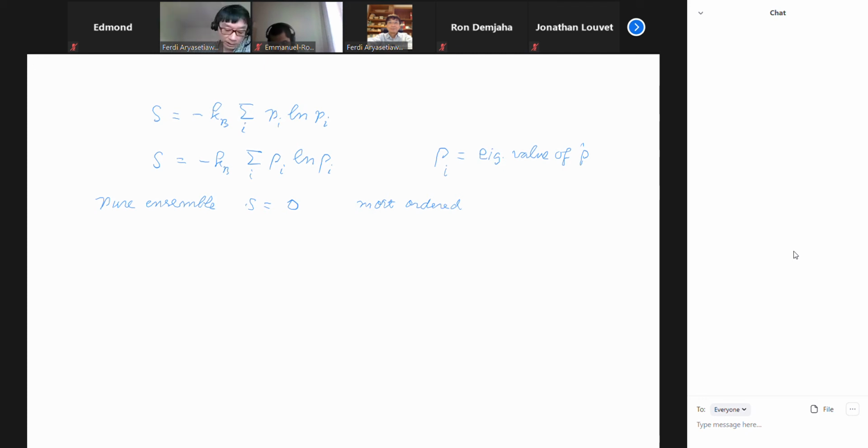On the other hand, if we look at the completely random ensemble, then we have S equal to minus k_B times the sum of terms where, as we said before, the eigenvalues are all equal to 1/n, so log 1/n. So this is just equal to k_B log n, because the sum goes from 1 to n. So log n is actually the largest entropy we have. It's a completely random system. So it fits with our picture of entropy.